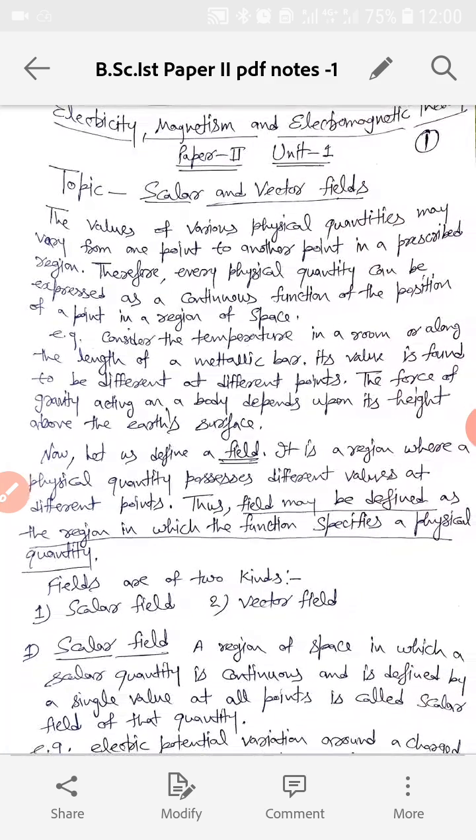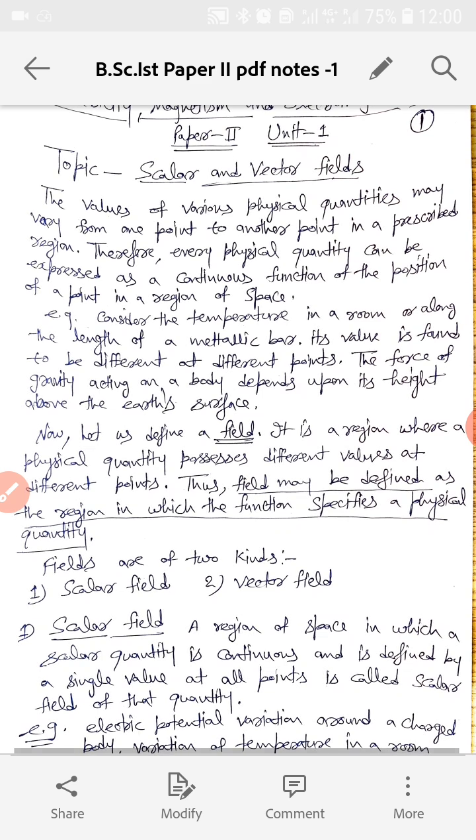For example, suppose we consider the temperature inside a room. Within that room, if we move from one point to another point, then the temperature might change from one point to another, but we have at least some temperature at every point within that room. So that is an example of a scalar field. Within that room, temperature is a scalar field.